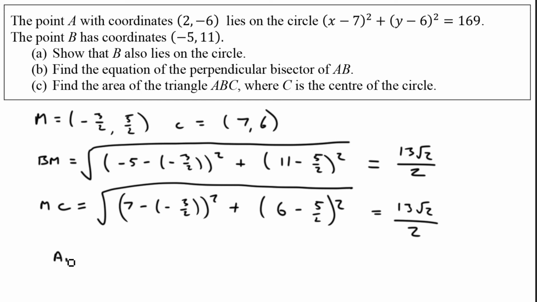So, the area that we are after is going to be 2 times, because we're only working out half of the triangle that we're interested in, a half times 13 root 2 over 2 times 13 root 2 over 2, which comes to 169 over 2.